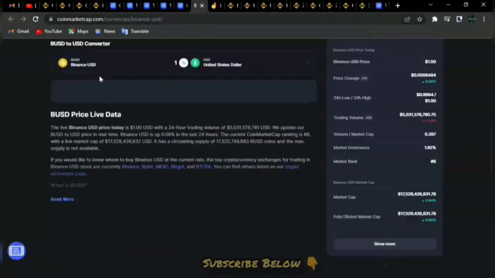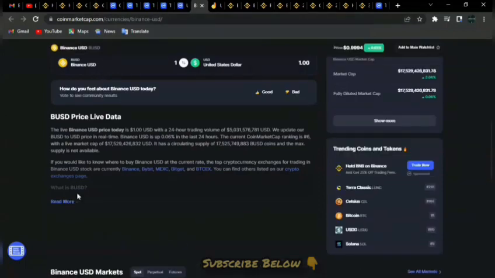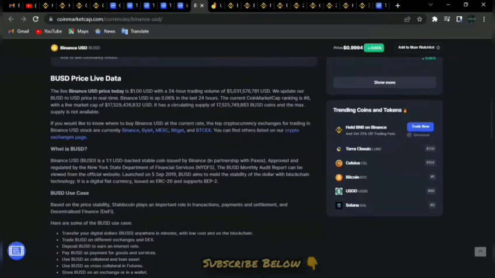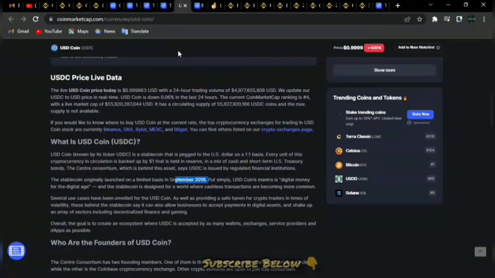Then for BUSD in particular, you want to see that Binance launched in 2017, but the stablecoin got launched on February 5th, September 2019. And BUSD aims to meld the stability of the dollar with blockchain technology. It is a digital fiat currency issued as an asset-backed token. So you want to do your research, you want to understand the basic differences between each of these stable assets and how their peg is being done.